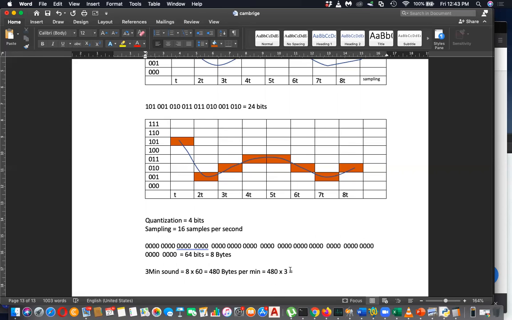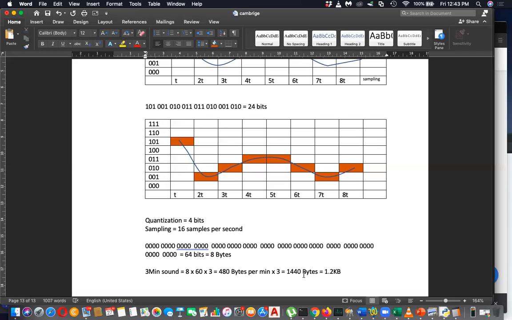So per minute, you have to multiply this by 3, then you will get the value. What is the value? 1440. 1440 bytes. It's around 1 KB, 1.2 KB, correct? Around 1.2 KB.